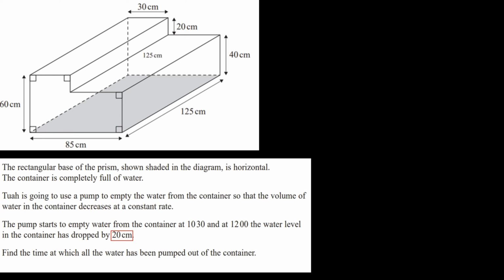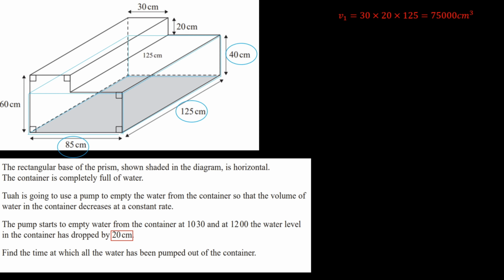We have the small rectangular, this one, with dimensions 125, 20, and 30 centimeters. Now we will calculate the volume of this small rectangular. We know the volume is length times width times height of the rectangular. So apply this formula by multiplying 30 times 20 times 125, which is 75,000 centimeter cube.